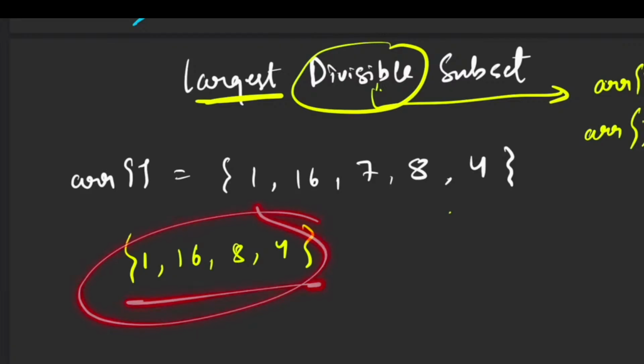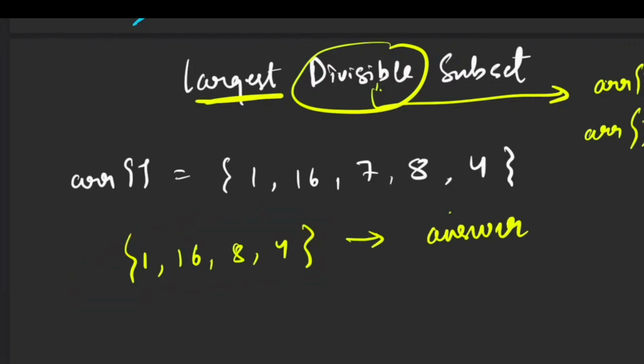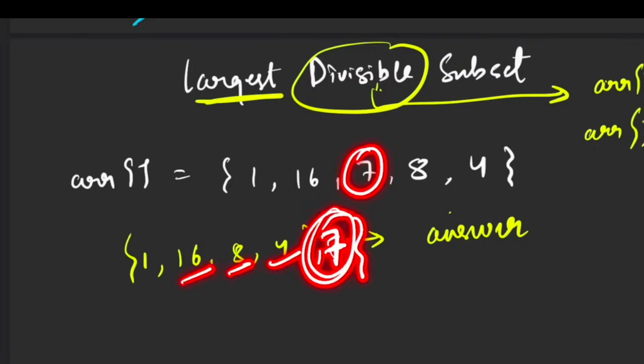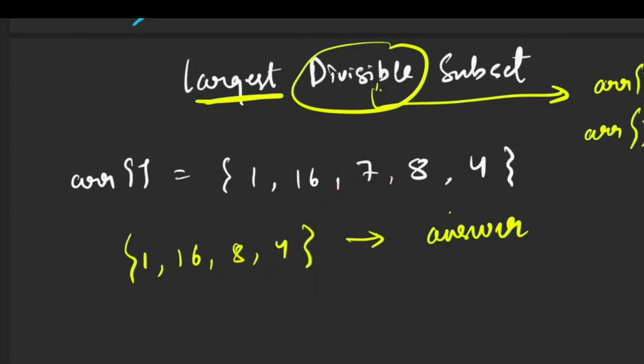So if all the pairs are divisible, this can be a possible answer. And if you add a 7 to it, this will not. Why? Because if you add a 7, the 7 is not divisible by 4, 8, 16. So you need to be very sure that each of the pairs in the subset are divisible. So divisible, you have understood.